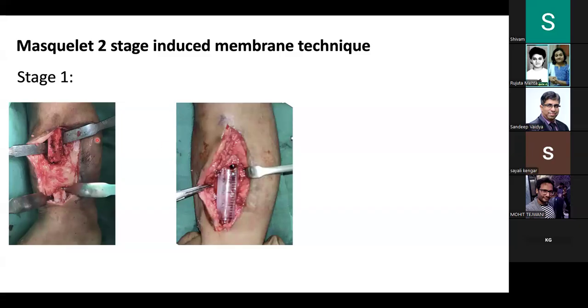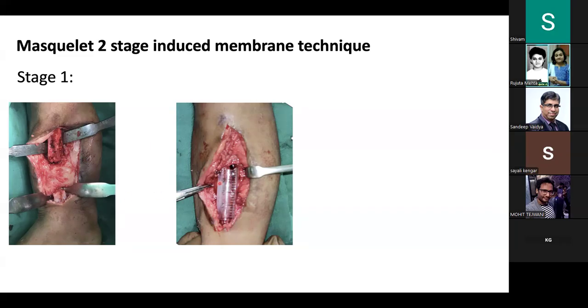So take the example of this case. You can see that there is a gap of about 3 to 4 centimeters between the two bone ends. So what we do is we take a 10 or 20 cc syringe, we cut off the flange as well as the nozzle, we slit the syringe longitudinally and then wrap it around the bone ends. So this is how it is done.